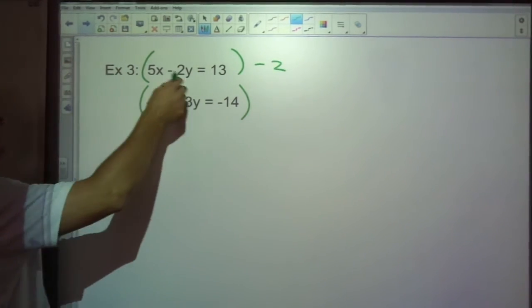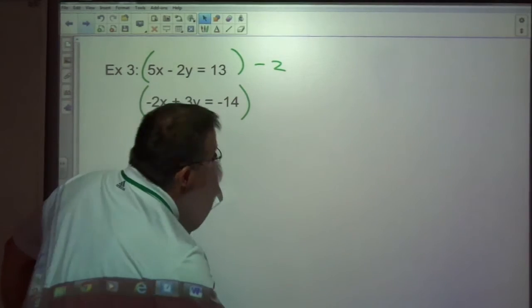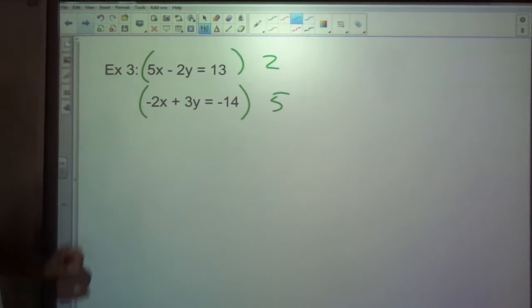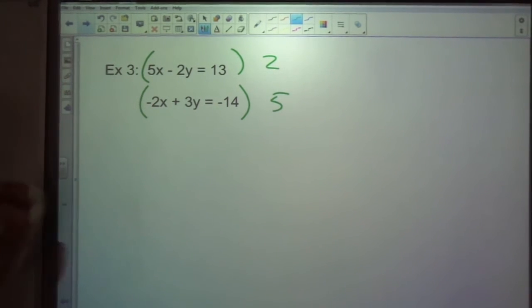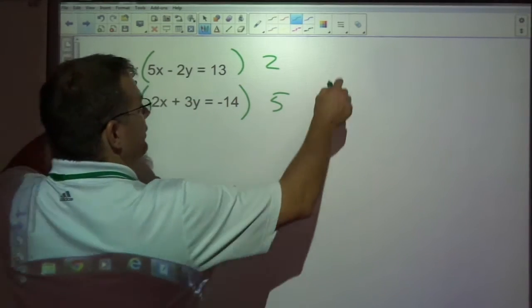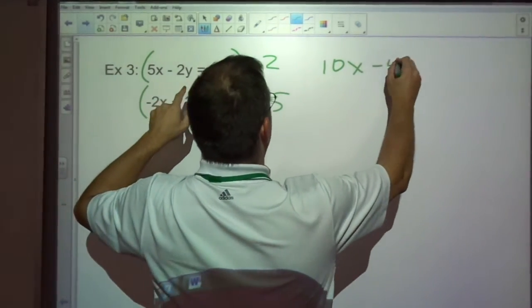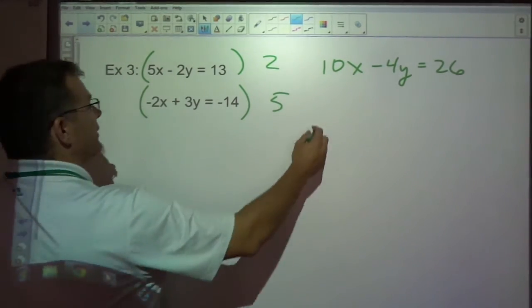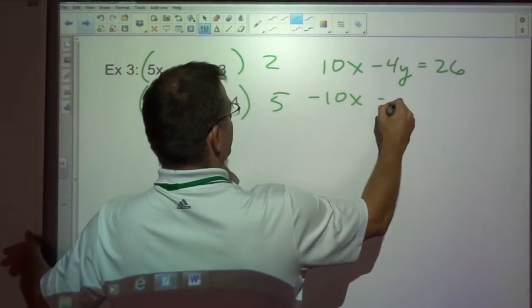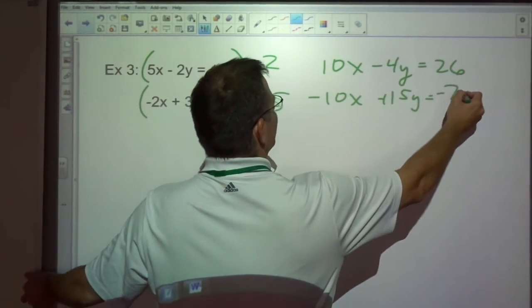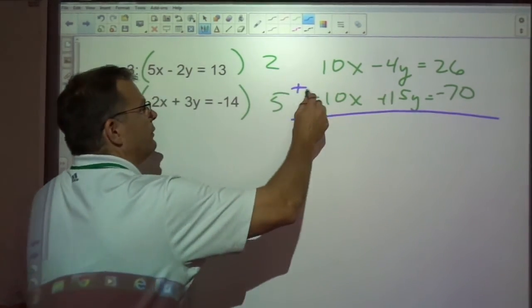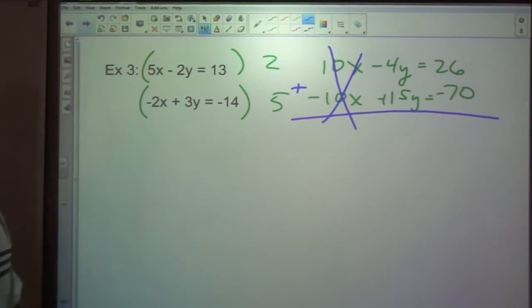Let's go -2 here to make that -10. Oh, actually, no. If I just go, they're already different signs. So if I just go 2 and 5, that would make this one +10 and this -10, and I would be set. So if I multiply this whole thing by 2, I'd get 10x minus 4y equals 26. If I multiply this whole thing by 5, I get -10x plus 15y equals -70. Now I have what I want because my x's are ready to be eliminated. Those make 0. Same numbers, opposite signs.